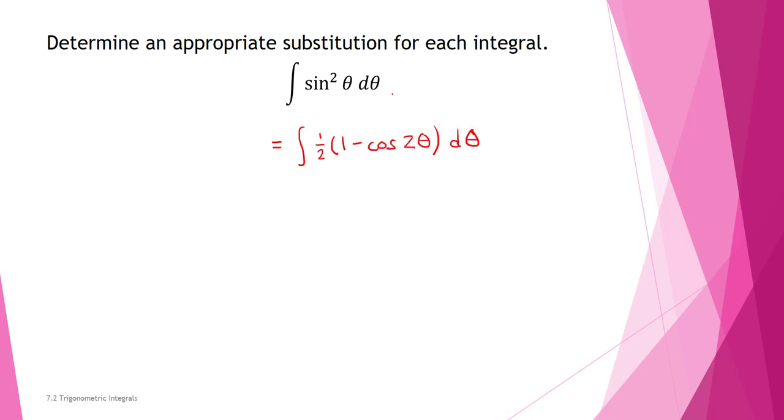Okay, now this is just a trig identity. It has nothing to do with integrating, except that I can move the 1/2 out front. Okay, and then I know an antiderivative for 1. I can figure out an antiderivative for cosine of 2 theta. If you want, you could do a substitution with u equal to 2 theta and go from there.